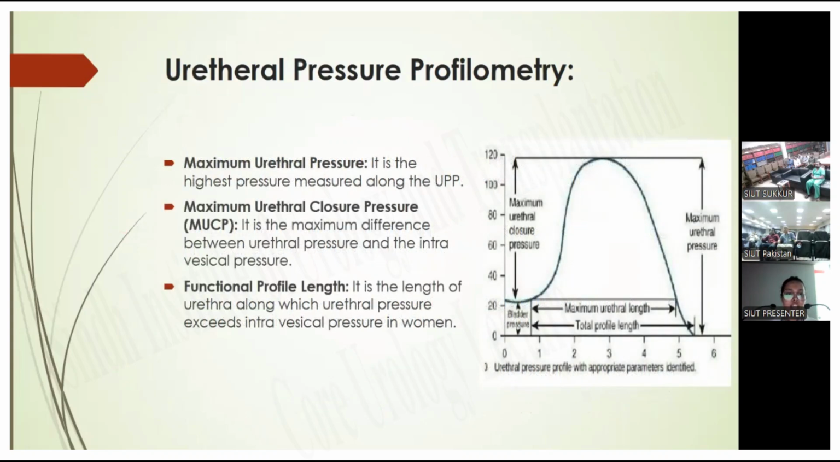Maximum urethral pressure is the highest pressure measured along the urethral pressure profilometry. The maximum urethral closure pressure is the maximum difference between the urethral pressure and the intravesical pressure. And functional profile length is the length of urethra along which urethral pressure exceeds intravesical pressure in women. So this is the graph showing maximum urethral length, total profile length, and maximum urethral closure pressure, which is from 20 to 120 centimeters of water. And this is the bladder pressure; maximum urethral pressure minus bladder pressure is the maximum urethral closure pressure.